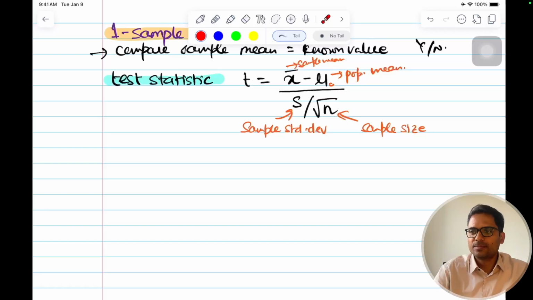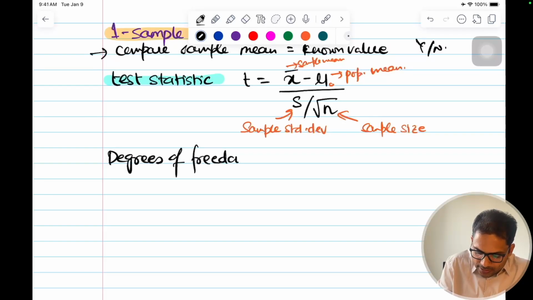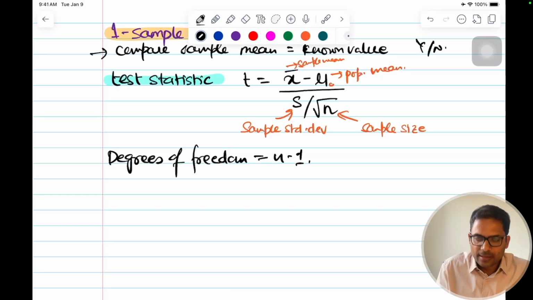They have a pattern. And the degrees of freedom, as we calculated here: what will be the degrees of freedom for a one sample t-test? This is n minus 1.